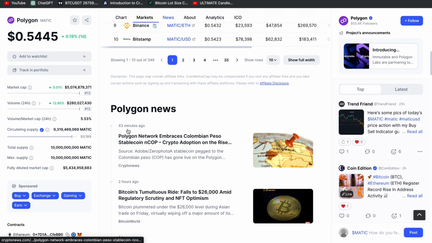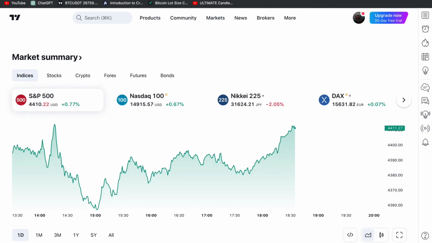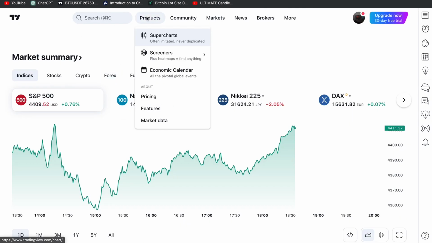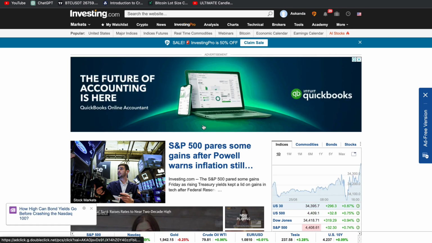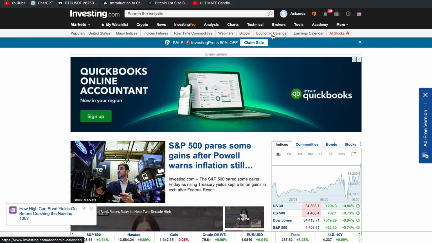Okay, so what we want to do now is we'll go to our trading view section. So when we go to trading view, now we are going to click on products. When you click on products, you click on super charts. Then you now go to a website called investing.com. So once you're on investing.com, we go to economic calendar at the top right hand side. Okay, just below the brokers, we have economic calendar.